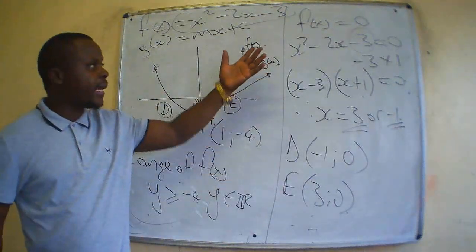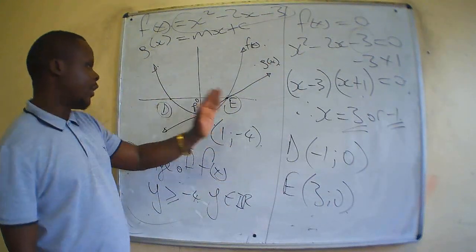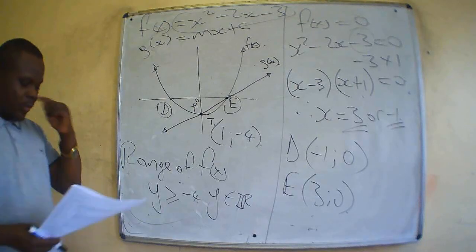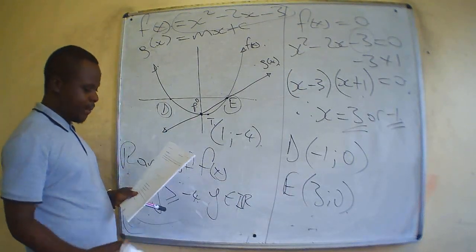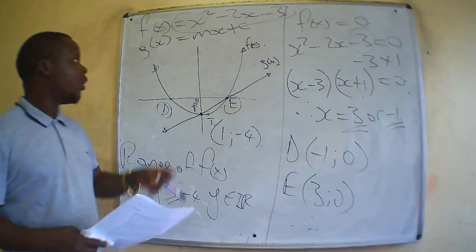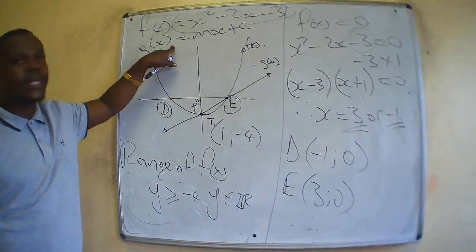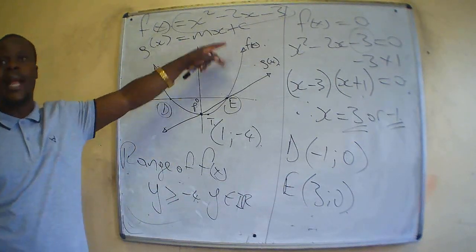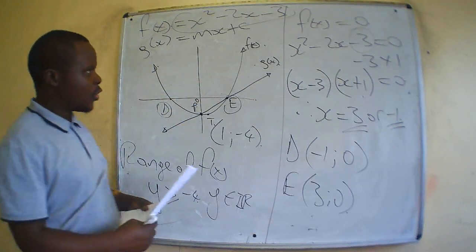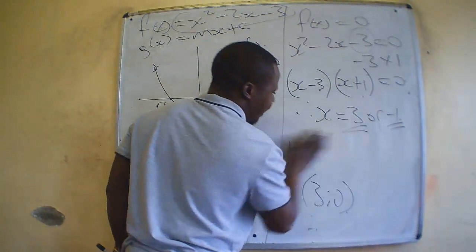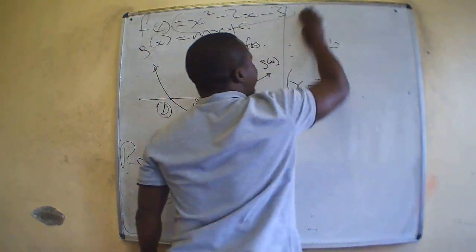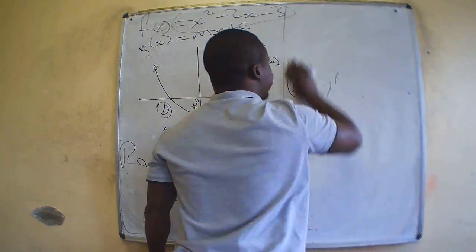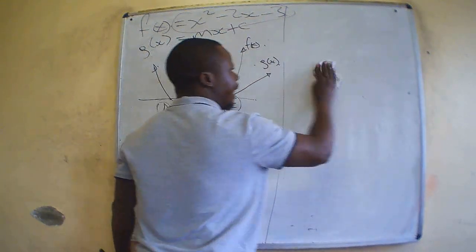So from determining the x-intercepts, which are the value of D and the value of E, let us get to the next question. The next question is to find or determine the equation of g. This is our g of x, mx plus c. It's a line. So since we are determining the equation of a line, let us see what the procedure is to determine the equation of a line.